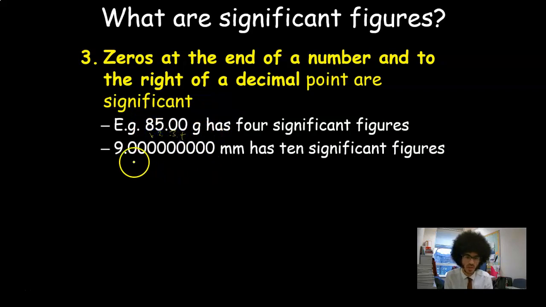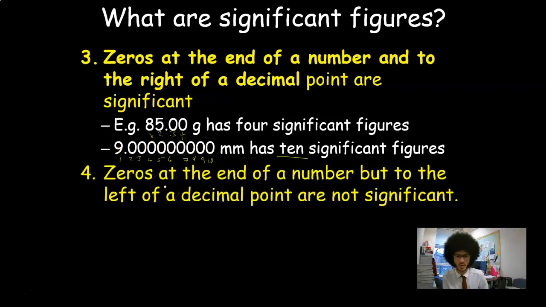In my second example here, I've got 9.0000000000. That has 10 significant figures because the first one is there. Then because it's after a decimal, these are all significant. So 3, 4, 5, 6, 7, 8, 9, and 10. They're all significant, and that's how you get your 10 significant figures there.